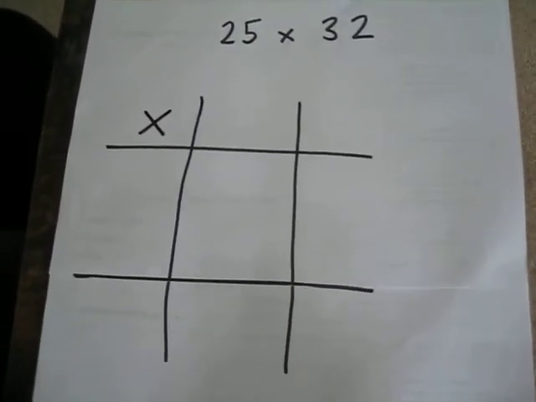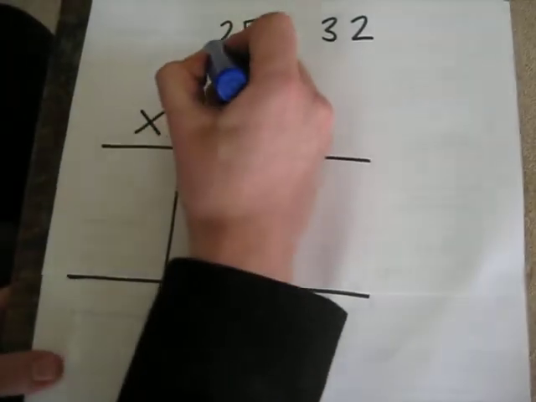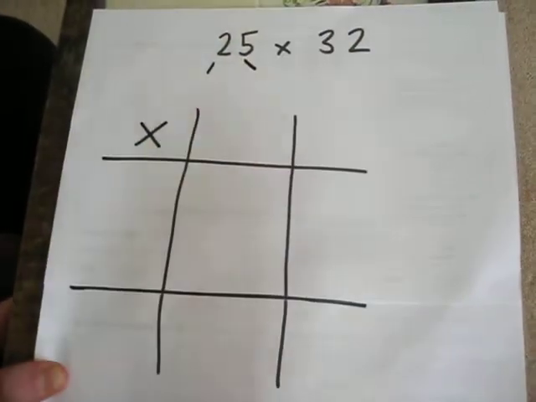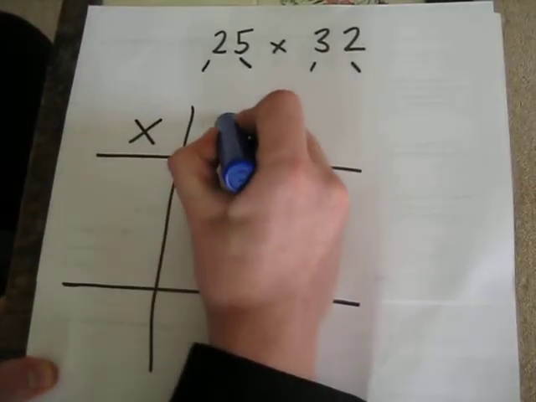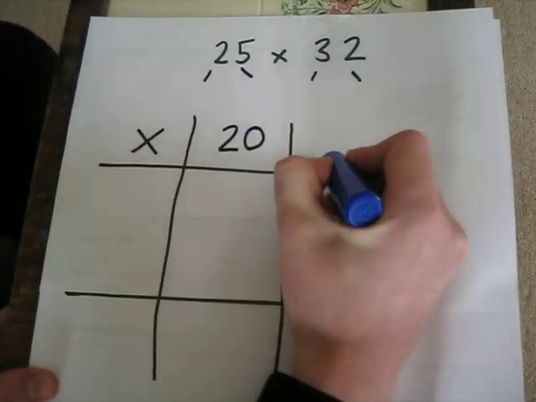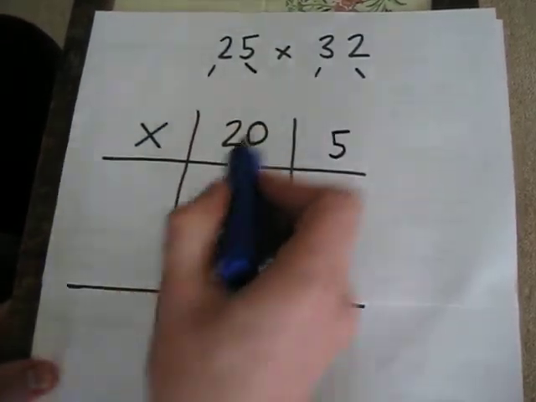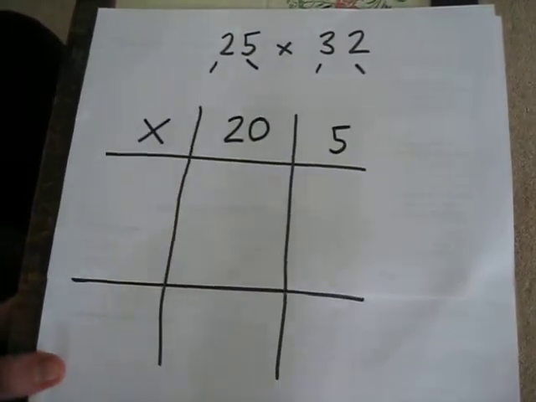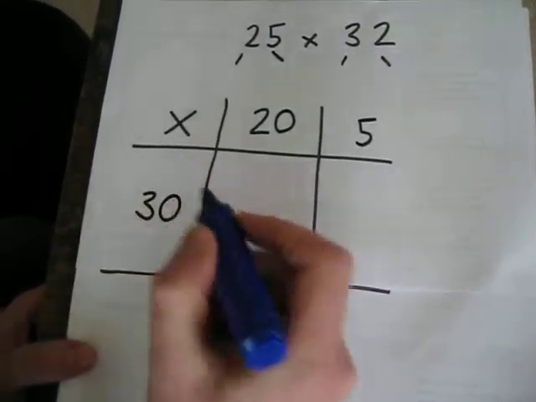And the next thing to do is partition each number. Now, partitioning each number refers to breaking it down into its tens and into its units. So if we have a look at 25, we can see that we've got 20, 2 lots of 10, and we also have 5. Moving down, we do the same for 32. Partitioning would leave us with 30 and 2.